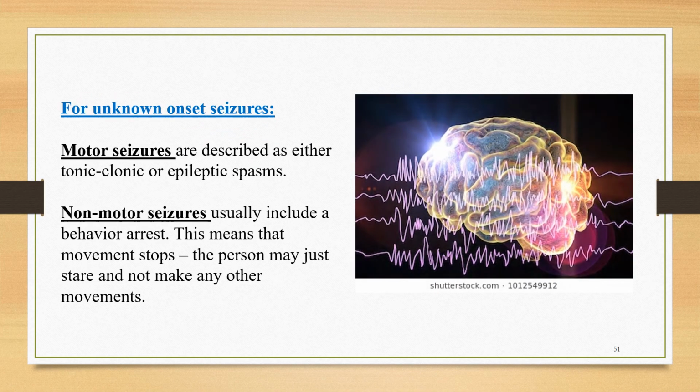For unknown onset seizures, motor seizures are described as either tonic-clonic or epileptic spasms. Non-motor seizures usually include a behavior arrest. This means that movement stops. The person may just stare or not make any other movements.